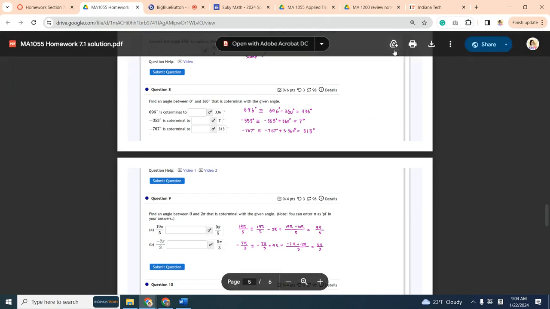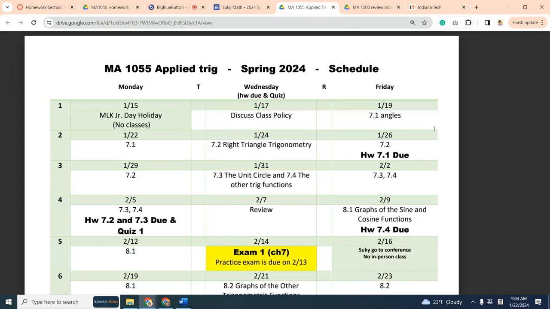When I say the due date is this Friday, it means you at least need to do something. So you have the first attempt by this Friday. And then after this Friday, you can still work on the problems until you get perfect scores on your homework. Okay, is that clear, everybody?